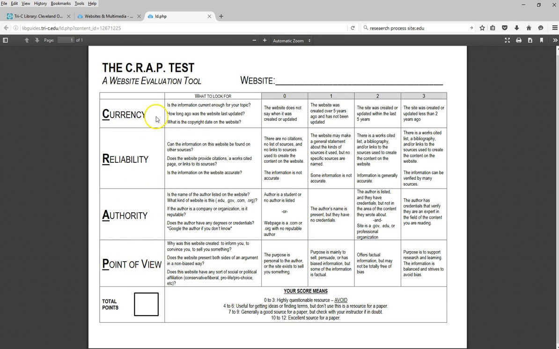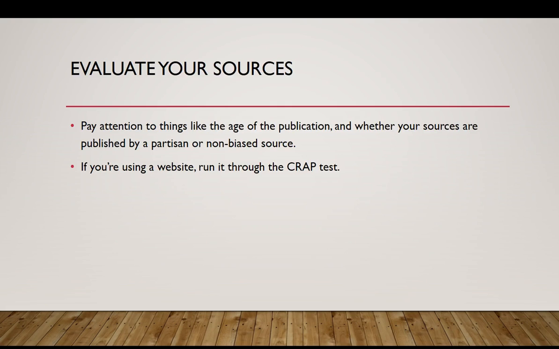And the currency is quite literally just how old is the resource I'm looking at. Reliability asks, does this website say where they're getting their information from? The authority is linked to the reliability of the author itself, and the point of view is asking, why does this website exist? Is it informing me? Is it convincing me? Is it trying to sell me something? The CRAP test is just a way for you to run a website through an evaluation process and come up with some sort of a score that will give you an idea of the quality of the website overall.